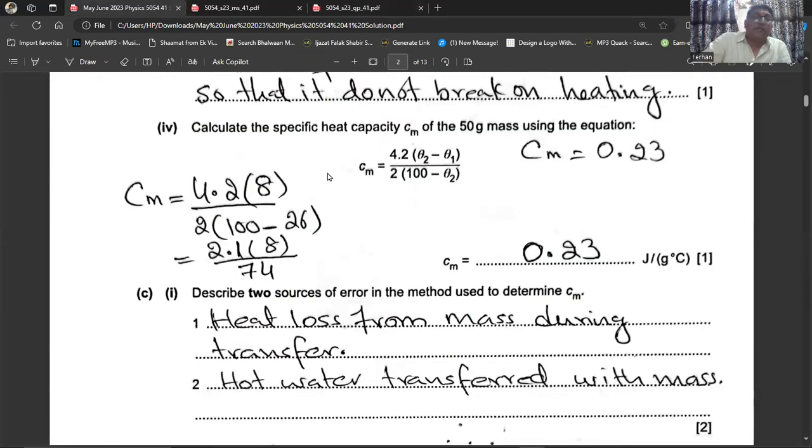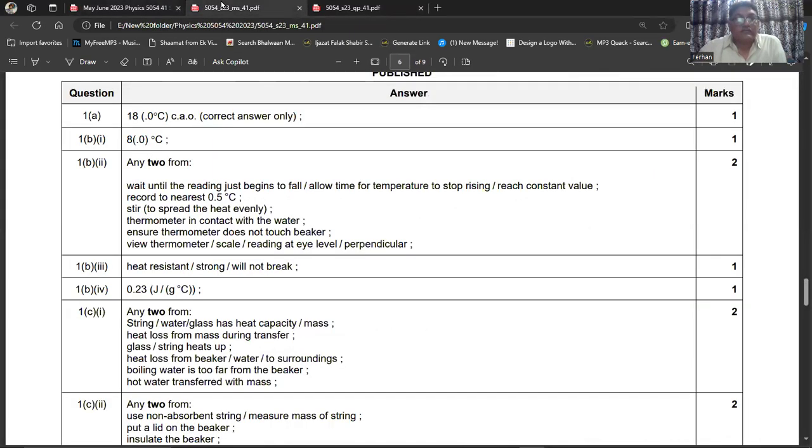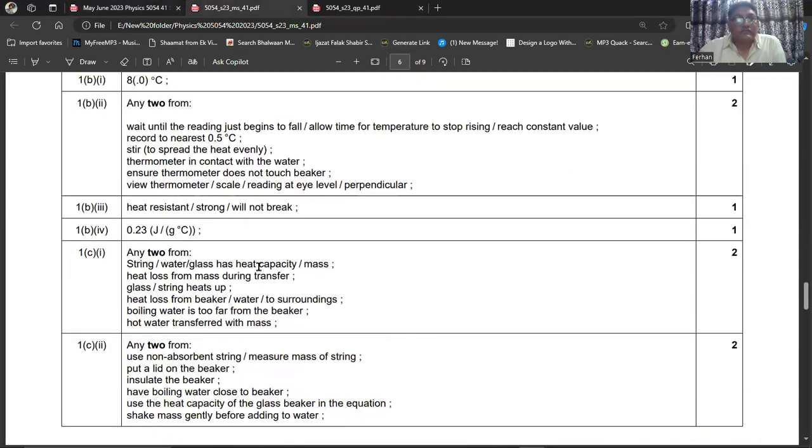So the change in the temperature is 8, 4.2 into 8, and in the denominator you will write 2 (100 minus 26). So at the end you will get 0.23. So the specific heat capacity of that material is 0.23 joules per gram per degree centigrade. Our answer is right.